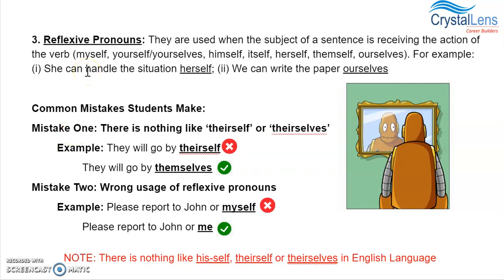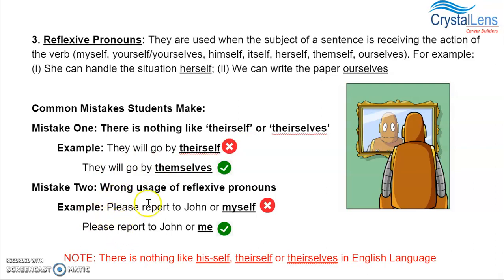Next is reflexive pronouns. These are used when the subject of a sentence is the same one receiving the action. Examples of reflexive pronouns are things like herself, ourselves, myself, oneself, etc. Now, a common mistake that students make is using the word their self or their selves. These words do not even exist in the English language. Rather than saying their self or their selves, the correct thing to say is themselves. So they will go by themselves, not they will go by their self.